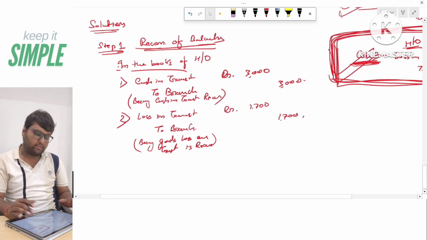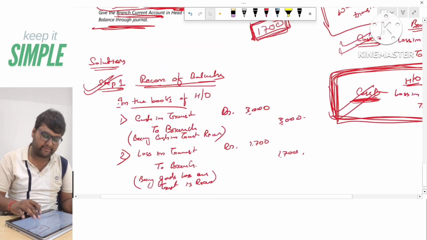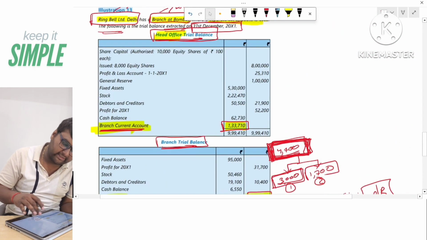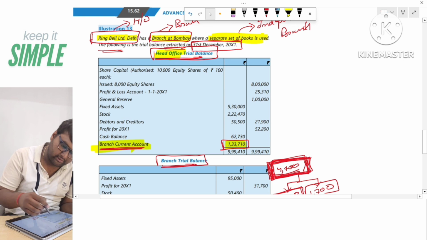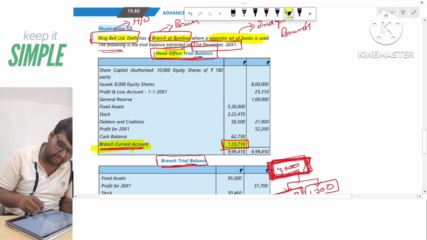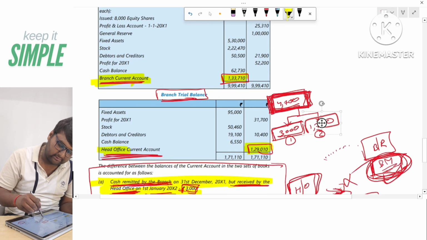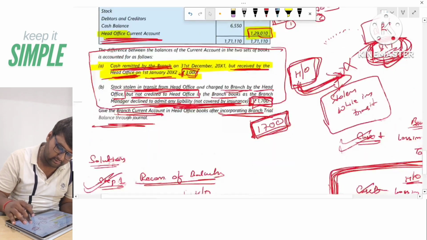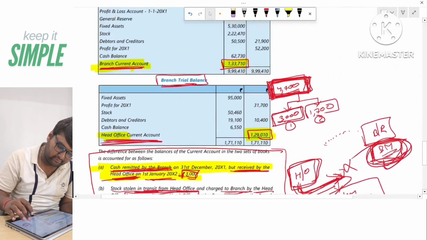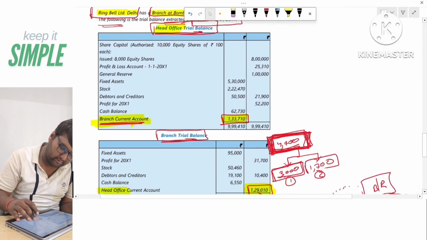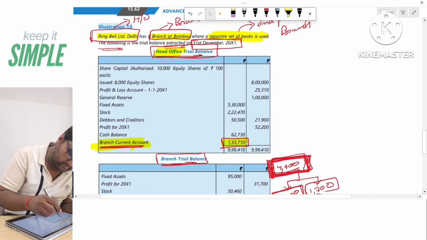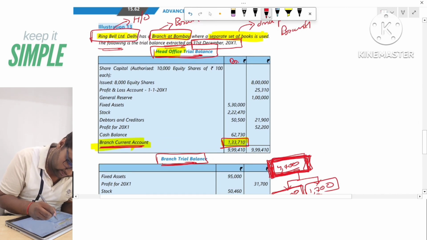Okay, so our very first step is finished. Our first step for reconciliation, we have made the reconciliation. Now the balances will reconcile. See, this is debit, this is credit.